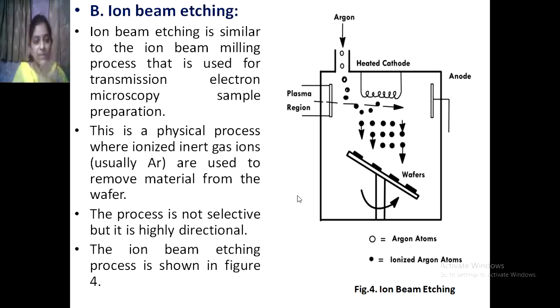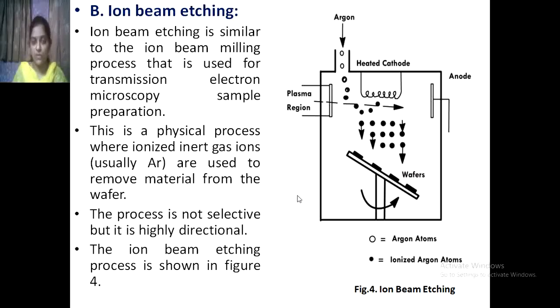This is a physical process where ionized inert gas ions, usually Ar, are used to remove material from the wafer. The process is not selective, but it is highly directional. The ion beam etching process is shown in the figure.